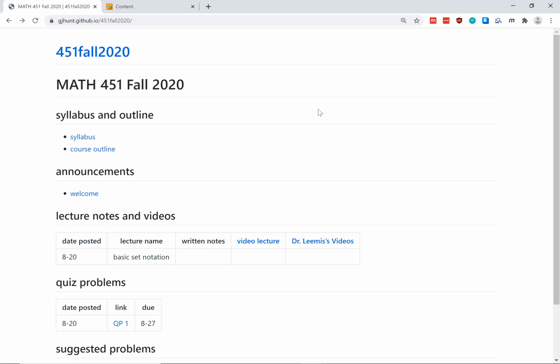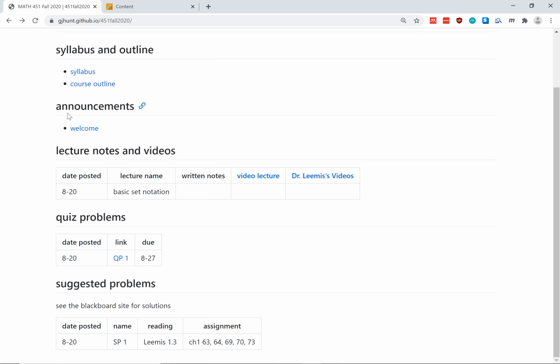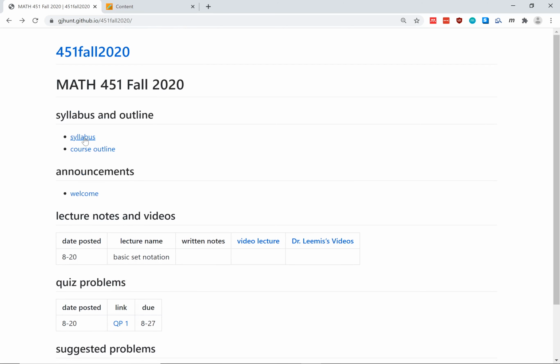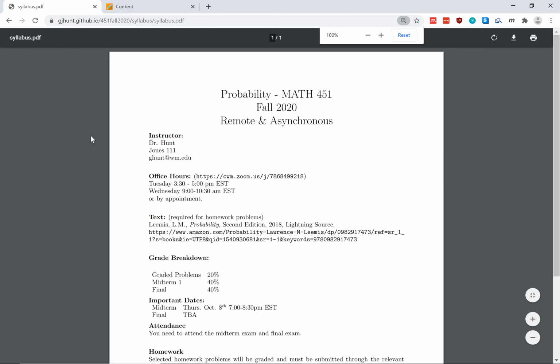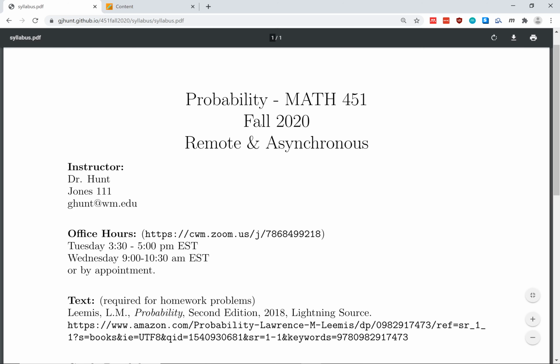So here is our webpage for Math 451, gjhunt.github.io/math4512020. I have a couple things on the website currently. So I have a syllabus here. I can click on syllabus. This will bring us to the course syllabus. This is me, Dr. Hunt. That's my office, which is not super relevant this semester. And here's my email, which is going to be quite relevant.